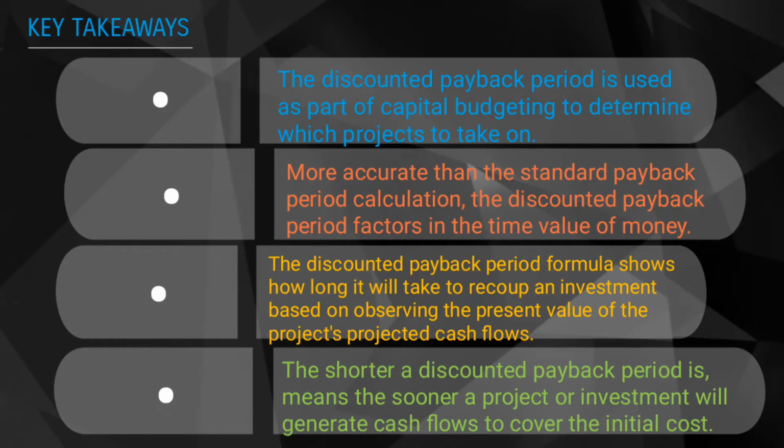Key takeaway: a discounted payback period is used as a part of capital budgeting to determine which project to take on. More accurate than the standard payback period calculation, a discounted payback period factors in the time value of money. Discounted payback period formula shows how long it will take to recoup an investment based on observing the present value of the project's cash flow. The shorter a discounted payback period is, the sooner a project or investment will generate cash flow to cover the initial cost.